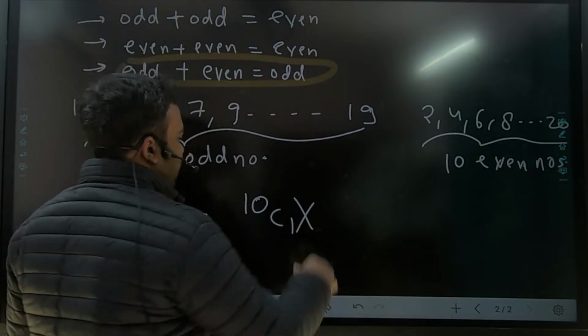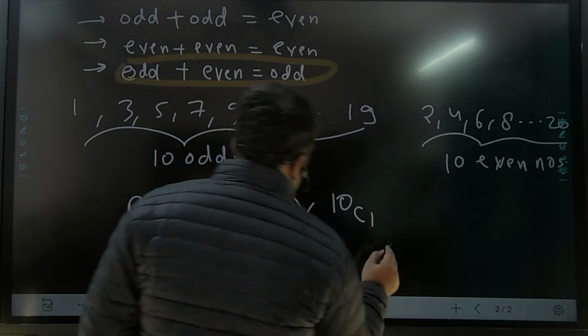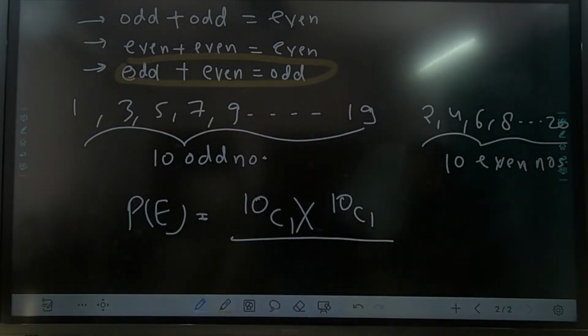I have to again pick one number, but from this set. So again, out of 10 even numbers, you have to select one: 10C1 into 10C1. So these are the favorable outcomes, right? But in total, what is the sample space?